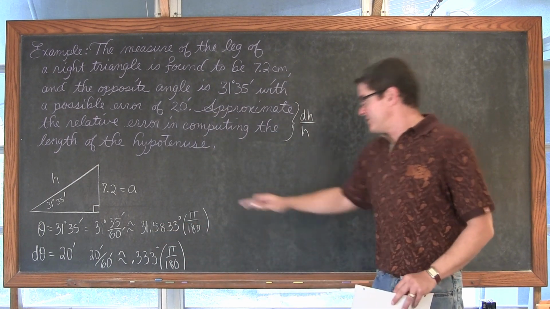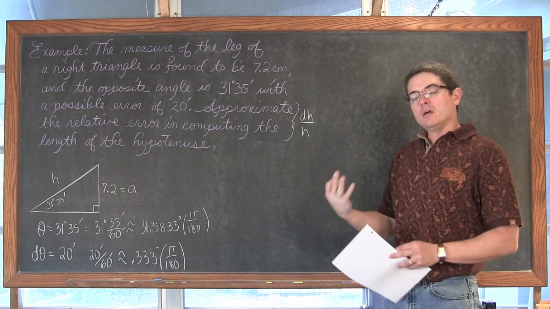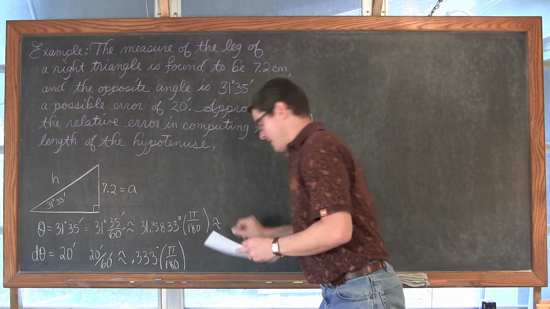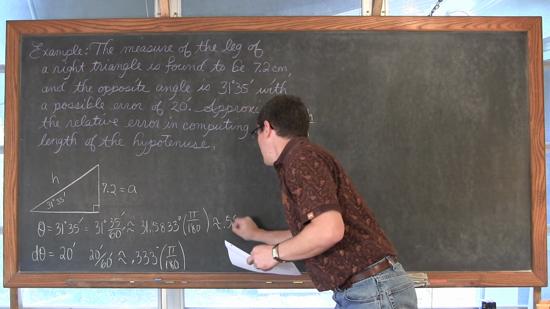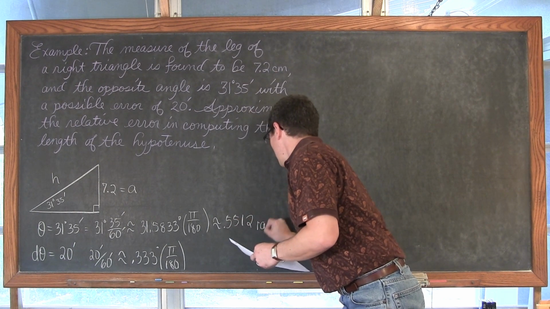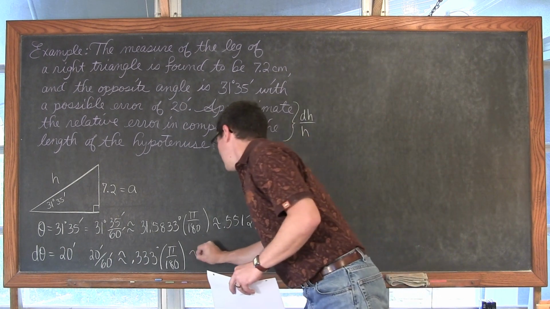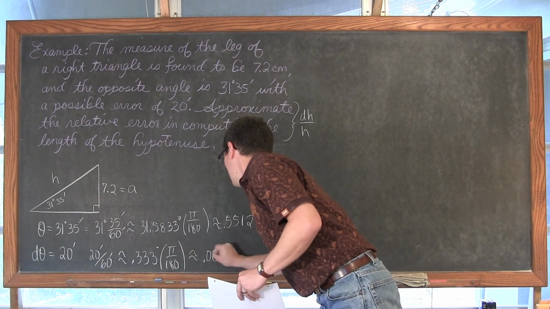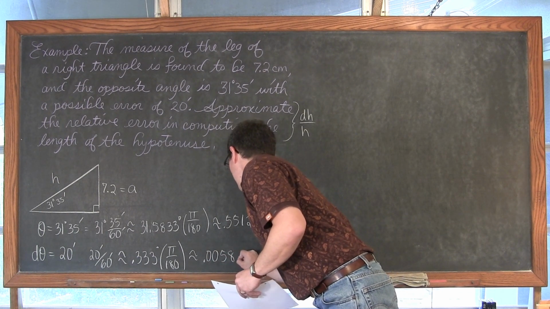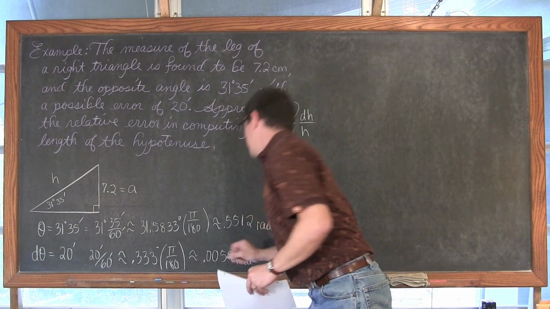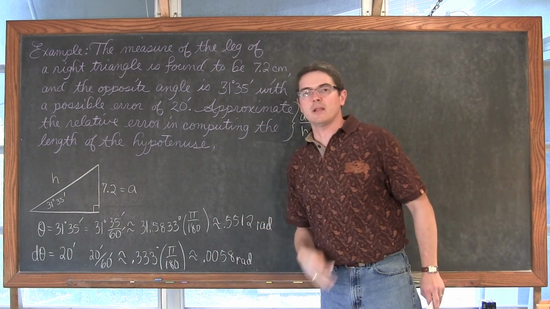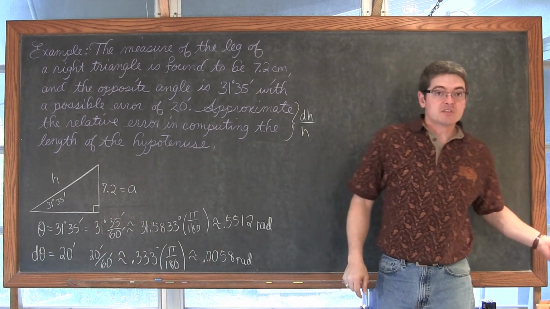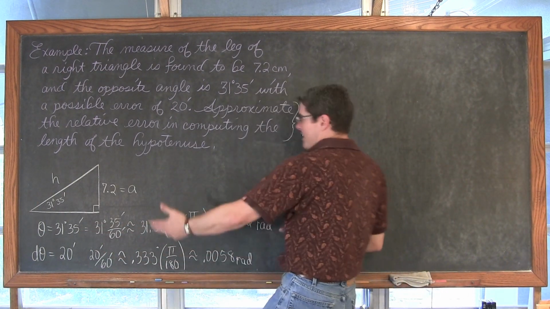And again, these values in measurements of radians are going to be approximately equal to 0.5512 radians, and approximately 0.0058 radians for our d theta value. Now, okay, so now we have our measurements and something that will actually give us a good answer when we're done. All right. Okay, so we have our angles in terms of radians.